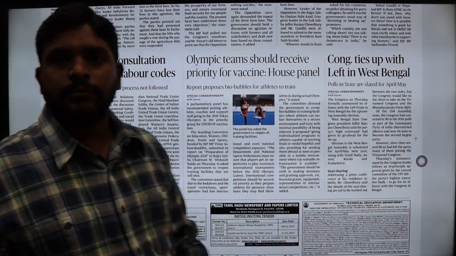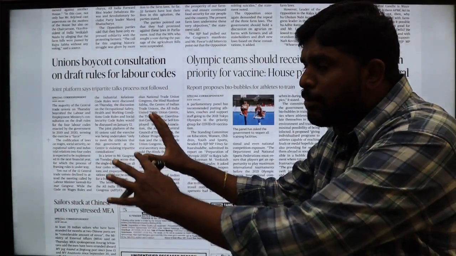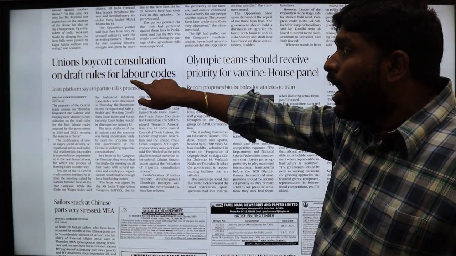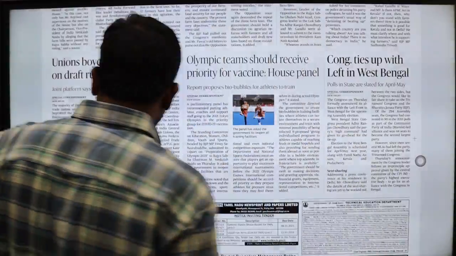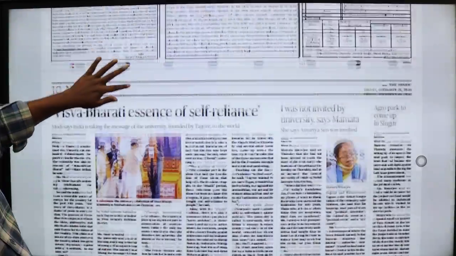What is this labor codes? This labor codes, you don't bother about it in detail, but you analyze what these labor codes are. Read these labor codes. Yes, this is not required.